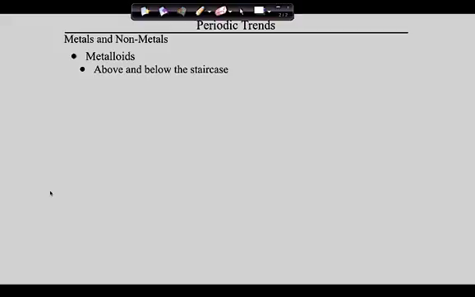So guys, if the metalloids are above and below the line, the question then becomes, where are the metals and where are the non-metals? But you already know where the metals are. What do we call group 1? The alkali metals. Group 2, the alkaline earth metals. The whole D sublevel, the transition metals. Guys, the metals are on the left-hand side of the periodic table, the left side of the line.